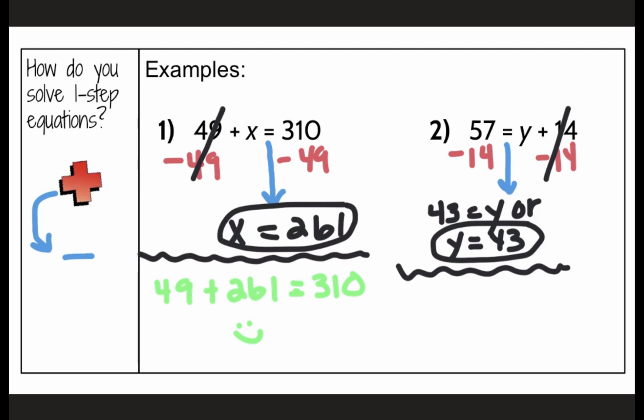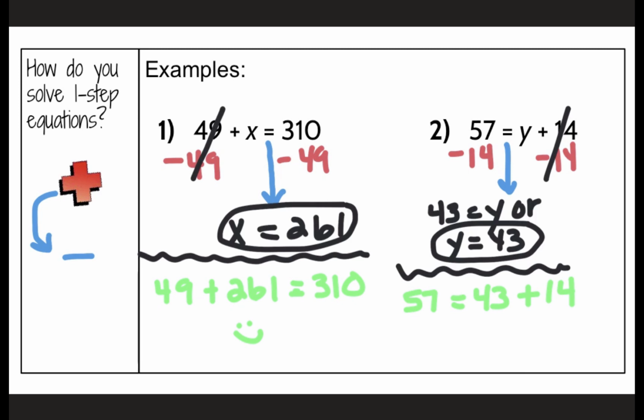Let's check to make sure our answer is correct. So we're going to go ahead and plug 43 in for y. We'll take 57 equals 43 plus 14. Well, 43 plus 10 would be 53, plus 4 more would be 57.